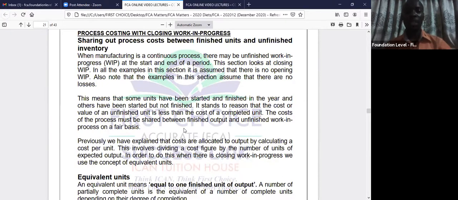When manufacturing is a continuous process, we find out that there may be unfinished work in progress at the start of a period or at the end of a period. Of course, at the end of period one, we have work in progress. That will be the work in progress at the start of period two. Now, this section will look at closing work in progress. In all examples which are used in this session, it is assumed that there is no opening work in progress. So we are now dealing with only closing work in progress. Although we know that closing work in progress in this period will be opening in the next period, we are not dealing with opening in this period.